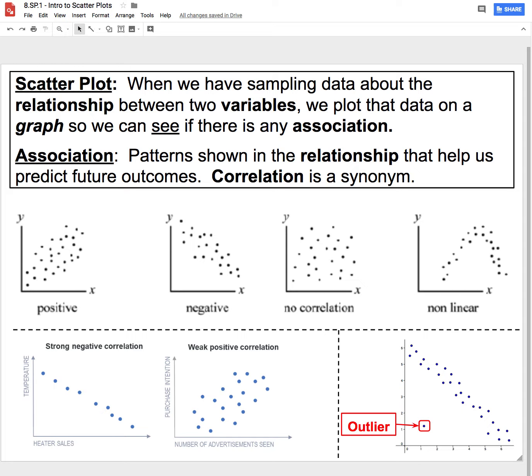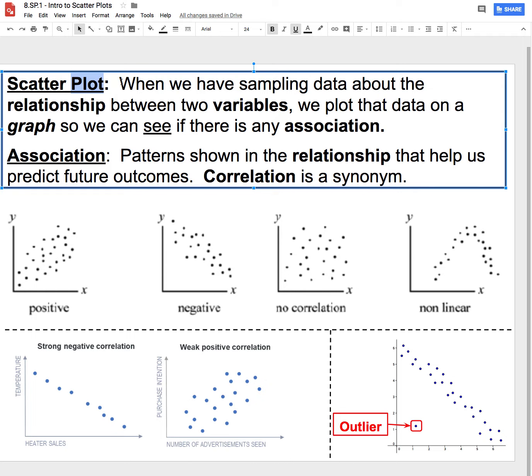This video provides an introduction to scatterplots. Scatterplots are something that we use when we have sampling data about the relationship between two variables. We use scatterplots to plot the data on a graph so we can see if there is any association. In short, we're going to get real-world data, and scatterplots are a way to show that on a graph.